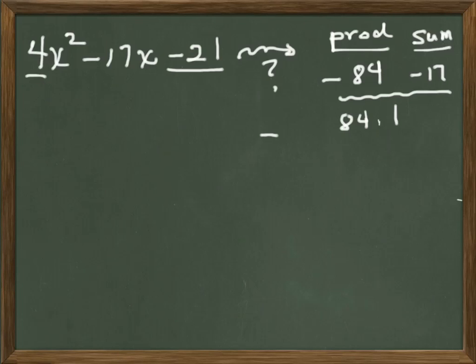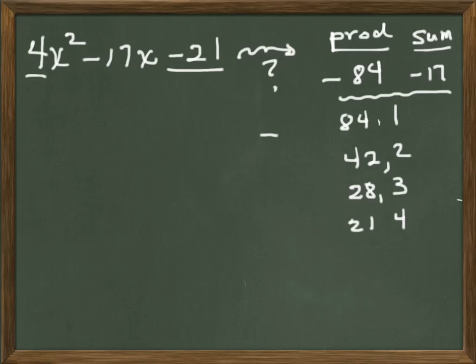I have 84 and 1. Well, that's not going to do it. I have 42 and 2. Well, that would give me a 44 or a 40. That's not going to work. 28 and 3. I'm getting closer, but that still would either be 25 or 31. 21 and 4. I can make a 17 out of 21 and 4.